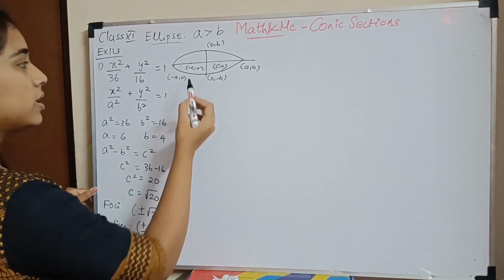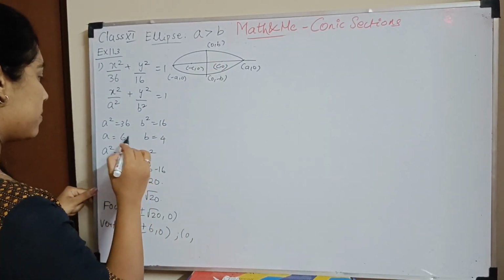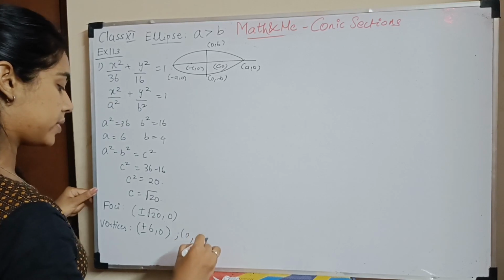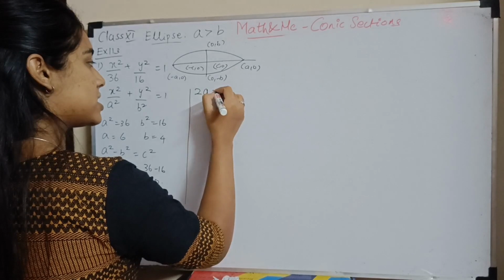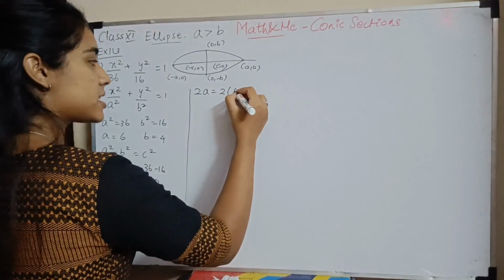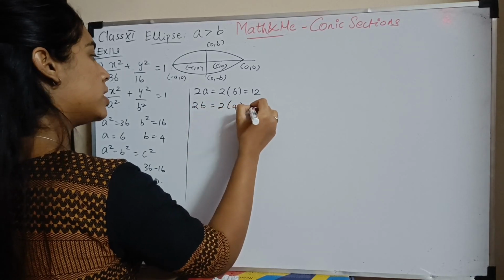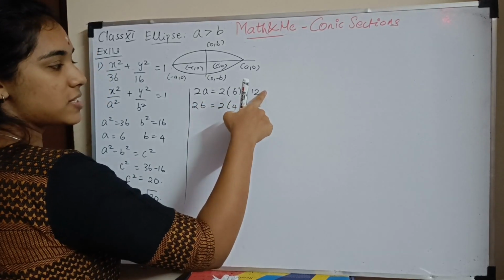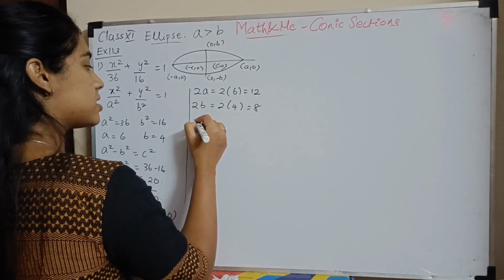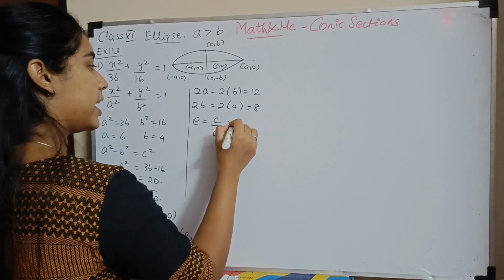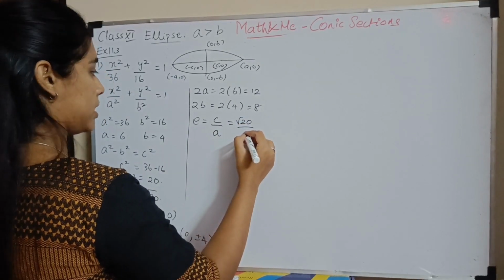And what is my other one? 0 comma plus or minus b, so I have 0 comma plus or minus 4. So these are my vertices. Now I need to find the length of the major axis. Major axis is 2a, 2 times 6, which is 12. Length of the minor axis is 2b, which is 2 times 4, which is 8. Length of the major axis is always greater than the length of the minor axis. Next, eccentricity is c by a, which is root 20 divided by 6.